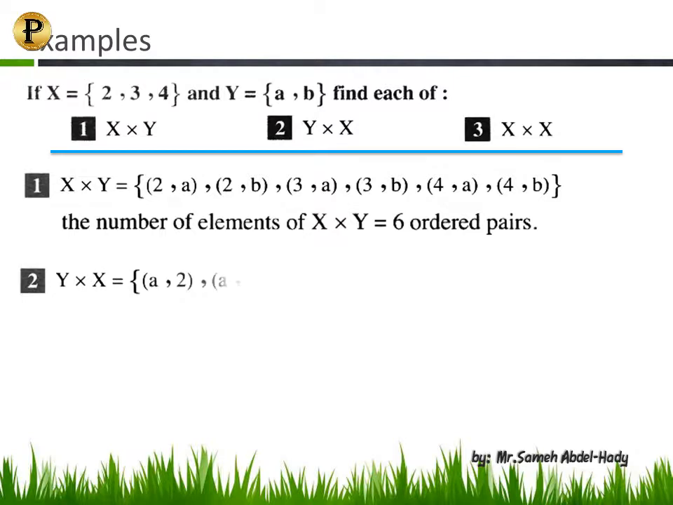Now y times x equals (a, 2), (a, 3), (a, 4), (b, 2), (b, 3), (b, 4). I am talking about y times x, not x times y. So I started with y elements, I started with a and b as first coordinates. Then I will write x times x, x times itself.